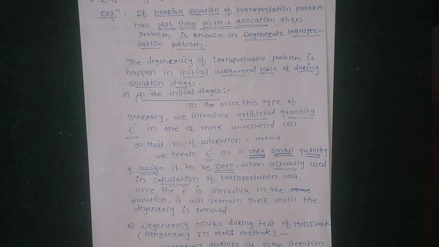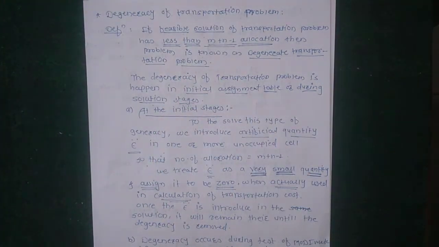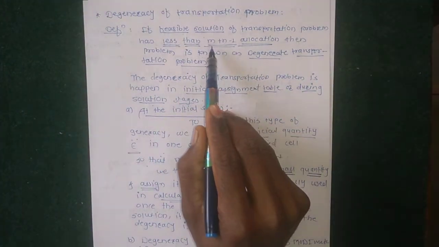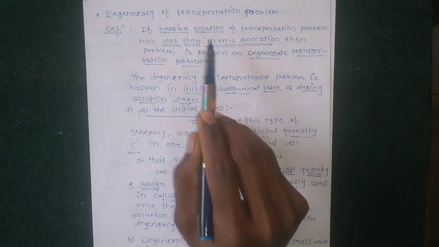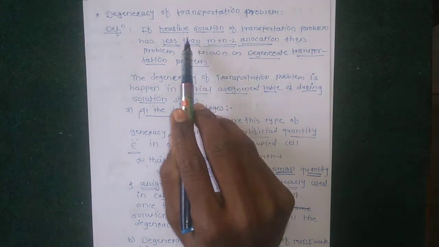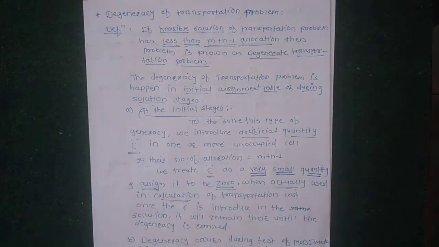Students, today we are going to discuss some examples on degeneracy of transportation problem. The definition is: if in a feasible solution the number of allocations is less than m plus n minus 1, where m is the number of rows and n is the number of columns, then we say that the given problem is a degenerate transportation problem.